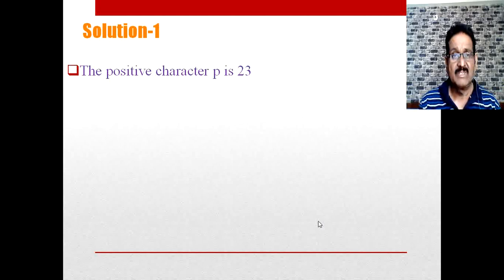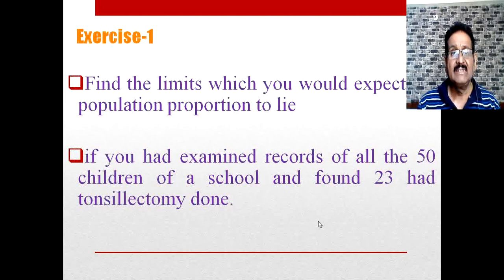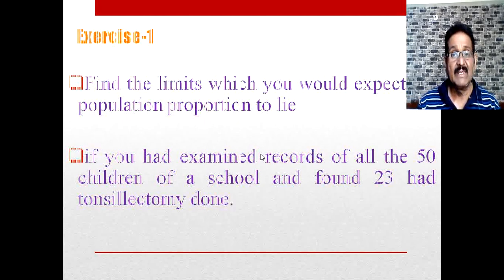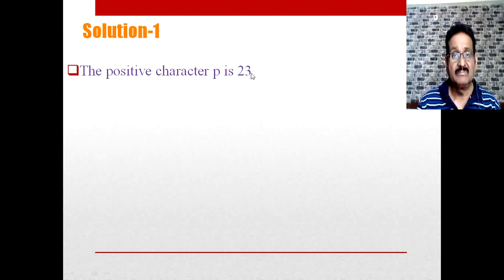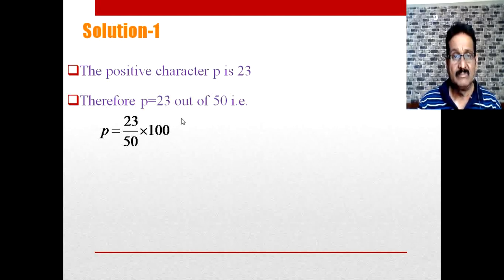So the solution: positive character P is 23 here. In this question, you have to identify the limits. When we talk about limits, generally we have to find the 95% limits of the proportion. So the positive character P is given as 23 out of 50 children who had tonsillectomy. So we find the proportion: 23 upon 50 into 100 will give the positive character, that is 46%.